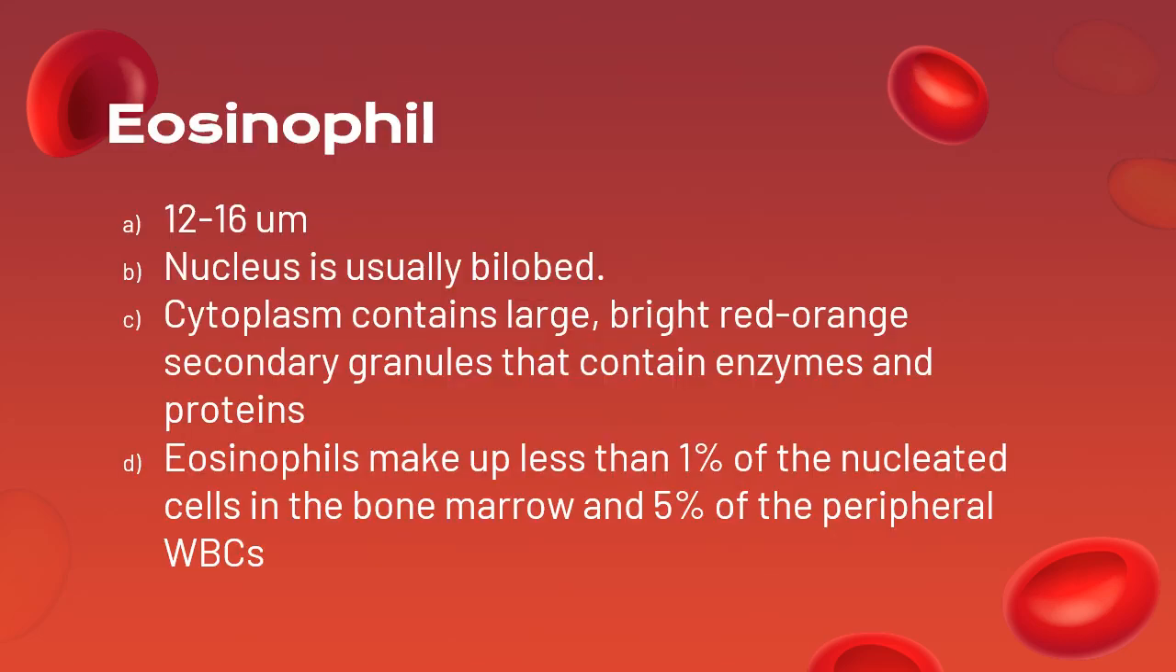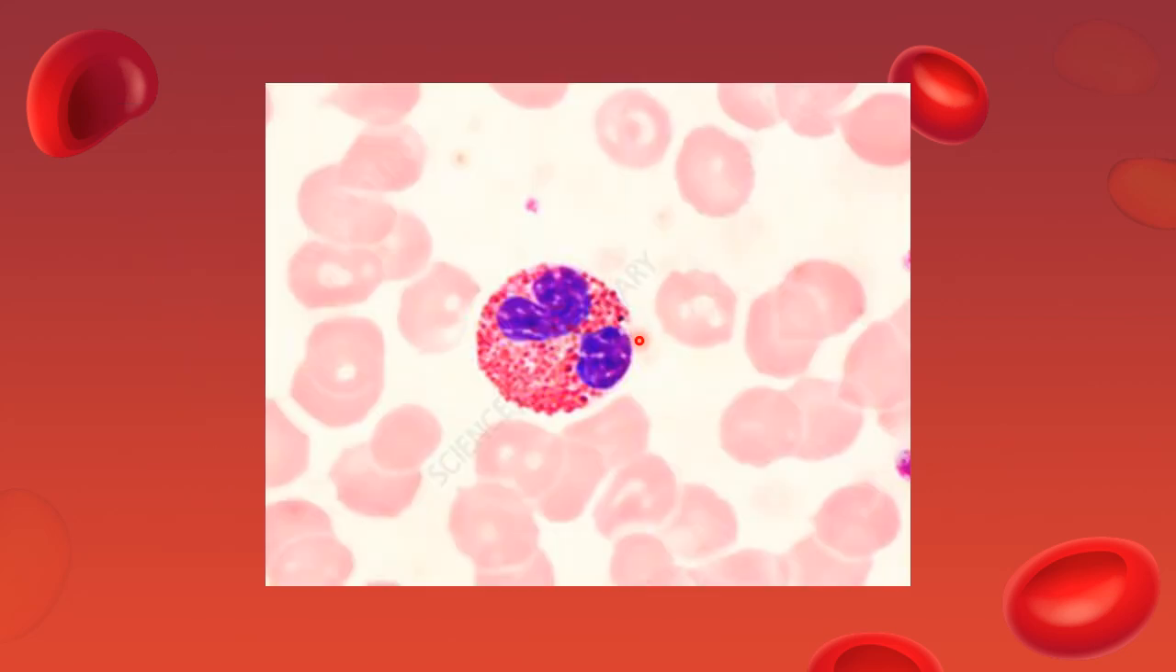Next, you have your eosinophil. Eosinophil naman contains large, bright red-orange secondary granules that contain enzymes and proteins. So, as you can see, sobrang tingkad ng kanyang secondary granules. Okay? So, kaya siya eosinophil kasi pinapanigan niya yung kulay ng eosin, which is orange or red. So, ang laki ng difference niya with our neutrophil. Di ba?